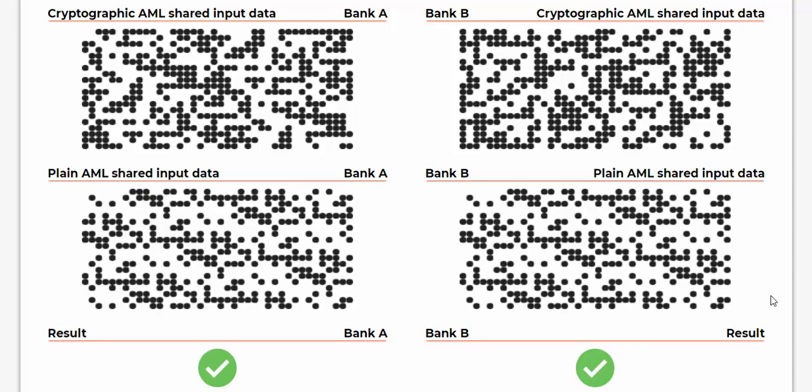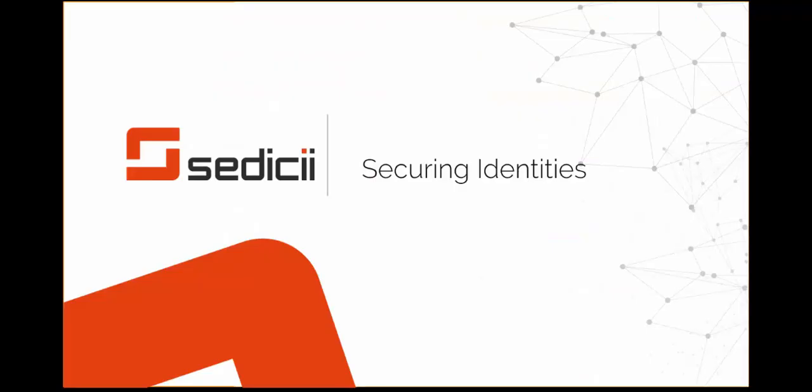So, to summarize, Cedice's cryptographic protocol enables financial institutions to compute efficient risk assessment functions that consume customer information from both banks without actually requiring them to share this information.